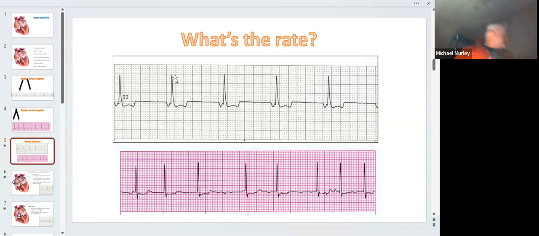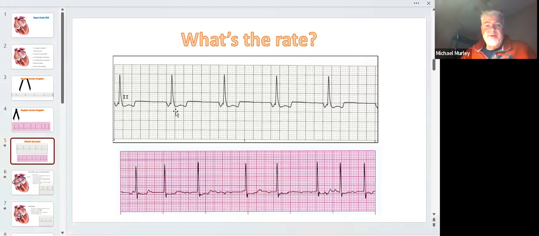I don't know where my phone is. Oh boy. How am I surviving? Let's see, there's a calculator. Let me pull up my calculator real quick. 1,500 divided by 25. I think that's what we said. The rate is 60. So it's on the edge of too slow.